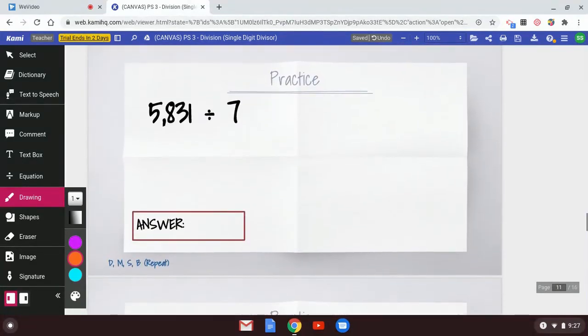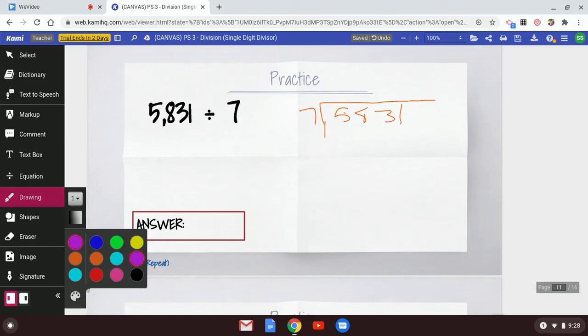Let's do one more the long way. Okay, so first number goes inside the house, 5,831. Second number goes outside. All right. 7 cannot go into 5. 7 can go into 58. How many times? Let's see, 8 times.